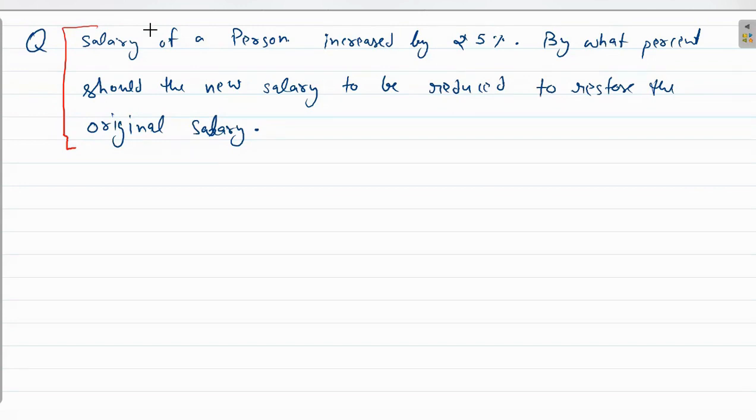So they are saying, let's say initially he has an X amount of salary. Then we increased it by 25%. Now he's asking by what percentage I should decrease it so that it will remain the same amount. Getting it? What should we do?